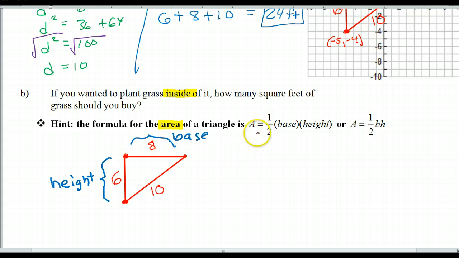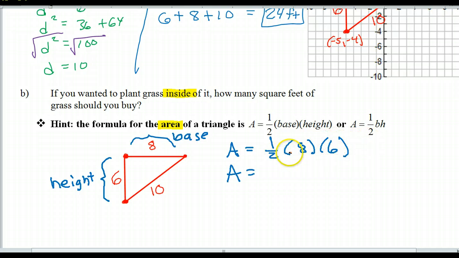So the area of a triangle, which is what we need to get to the inside for all this grass, is 1/2 the base times the height. So that means the area is going to be 1/2 times 8 times 6. Now I could work this out step by step by doing 8 times 6 is 48. So this is 1/2 of 48, and then half of 48 is 24.